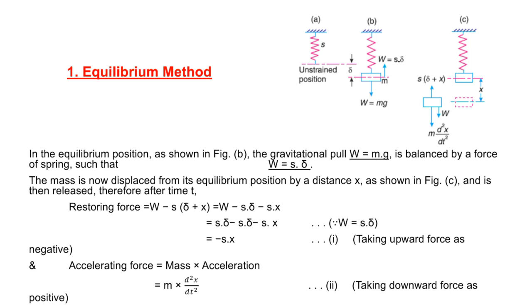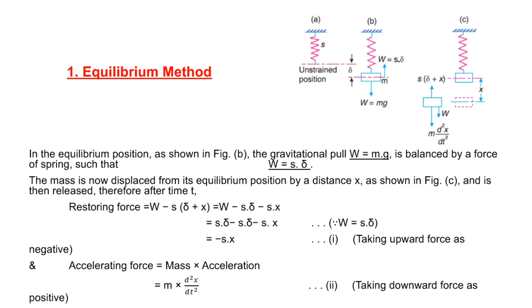Now the mass is displaced from its equilibrium position by a distance x as shown in figure C, and it is then released. Therefore it will start vibrating about its mean position, and this is nothing but a free vibration. Previously in the definition also we have seen that the vibration of a particle or system about its mean position along or parallel to its length is called a free longitudinal vibration. Now for this vibration we have to find out the natural frequency.